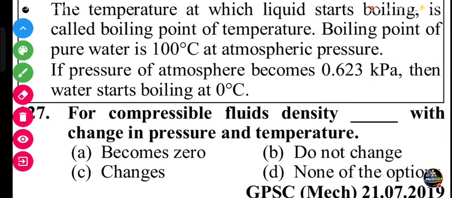For compressible fluids, density changes with the pressure and the temperature. A, becomes 0; B, does not change; C, changes; D, none of the options. The answer is C: it changes with the change in pressure or temperature.